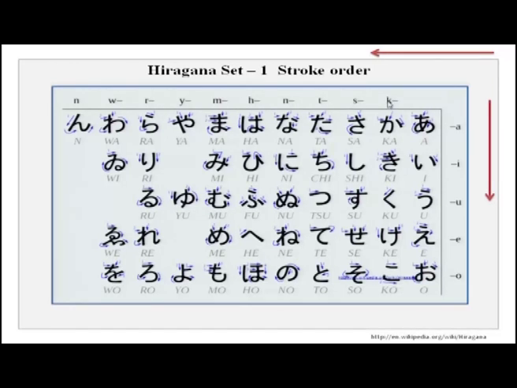The vowels are here. I will read them out to you once. Then we have the K sound, S sound, T sound, N sound, H sound, M sound, Y sound, R sound, and then we have this W over here, N over here and O over here. These two are given in the olden script, but now these are not in use anymore.